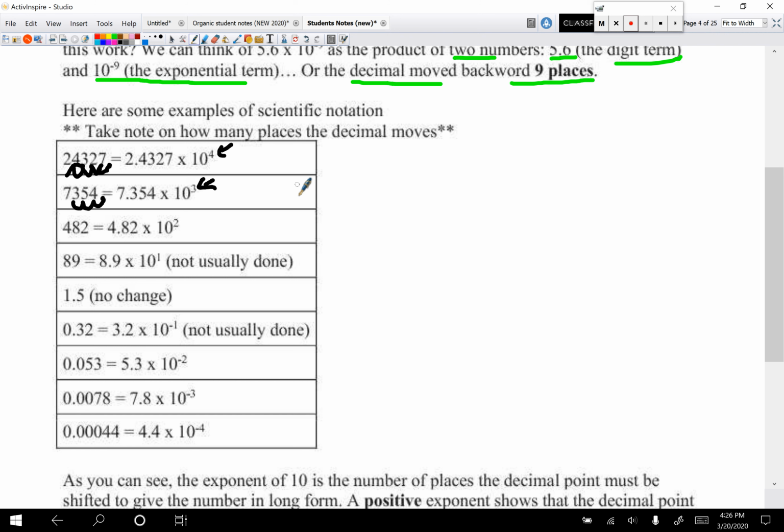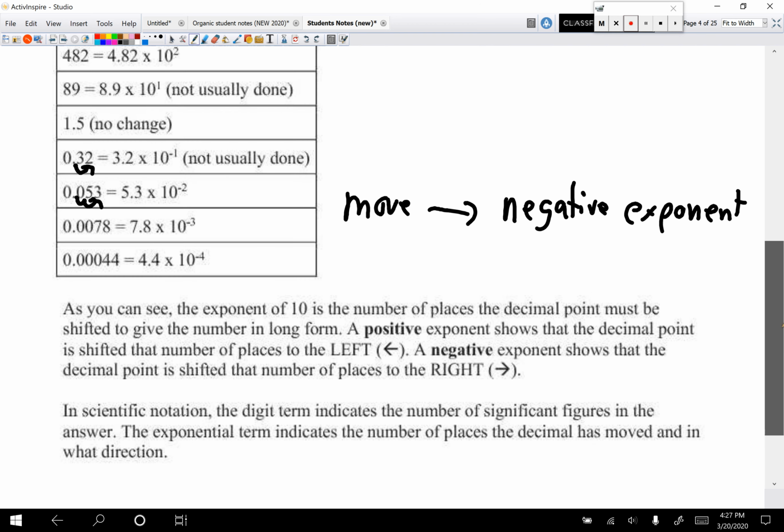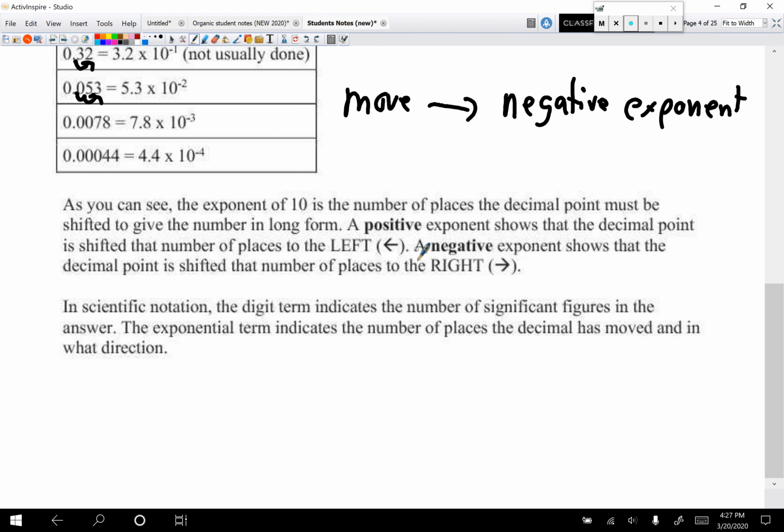So you'll notice if it moves to the left, we have a positive exponent. And here we'll notice that we're moving to the right. So if we move one spot to the right, it's a -1. If we move 2 spots to the right, it's -2. So if we move to the right, negative exponent. And it just comes with being careful, looking at it, and of course counting how many spots you're actually moving. All right, and we have this kind of summarized right here for you to read.